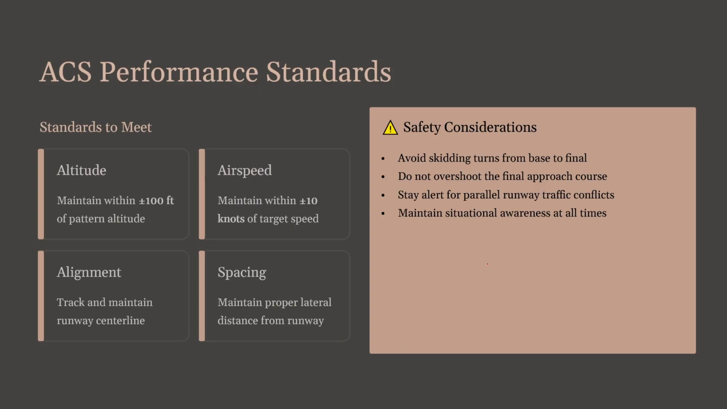Another important thing is situational awareness. So you should always be aware of where you are in the pattern and where other aircraft might be operating. The examiner is also paying attention to safety during the base to final turn. For example, you should avoid making an overly aggressive or uncoordinated turn that could lead to a stall spin situation, especially at low altitude. Additionally, if the airport has parallel runways, you must be careful not to overshoot the final approach and drift into the path of another runway.